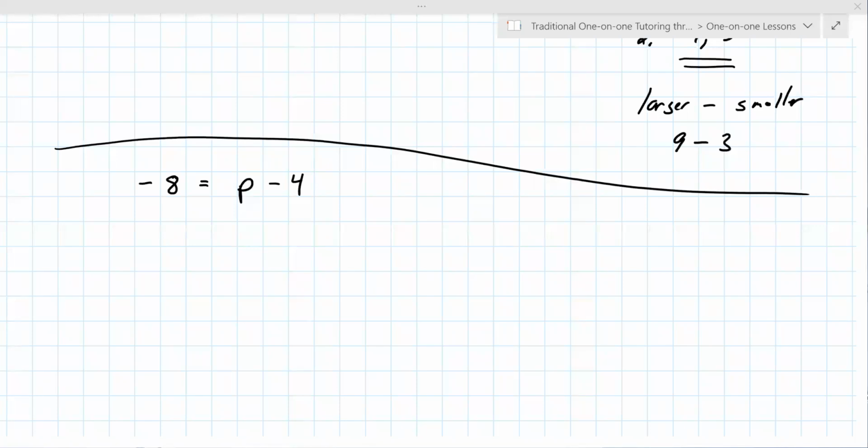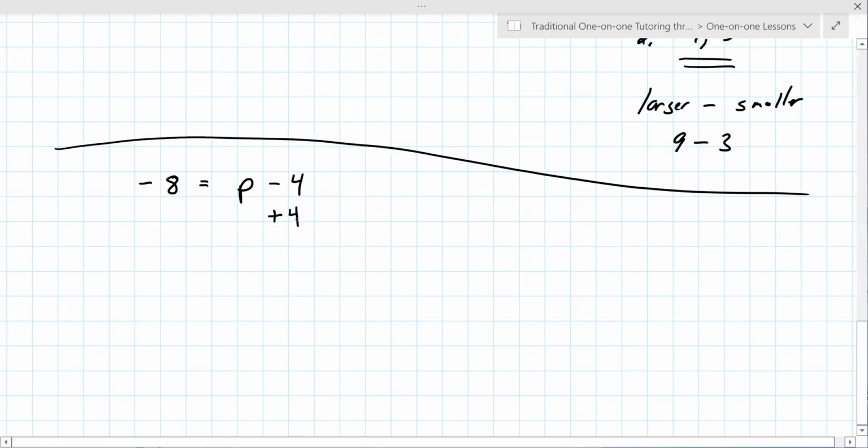Would it be -12? So what did you do to undo this on the right, this -4? Well, since minus is the opposite of addition, I'd add 4. I added 4 to both sides. Okay, so it's -8 plus 4.